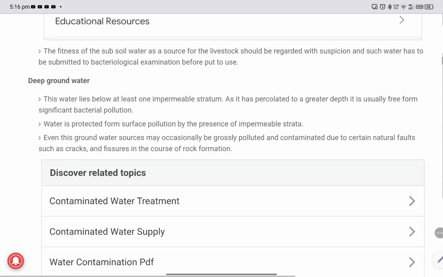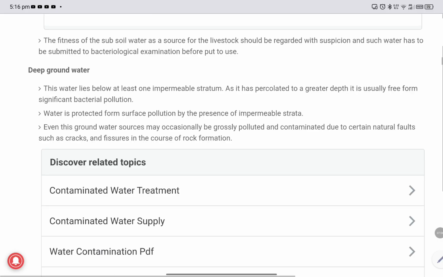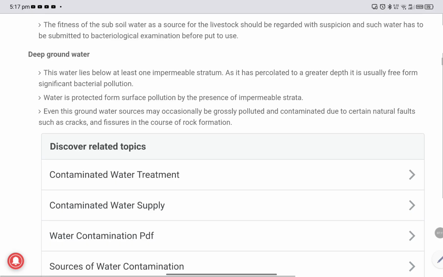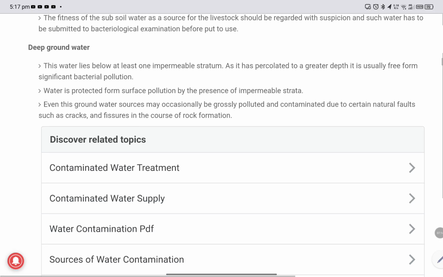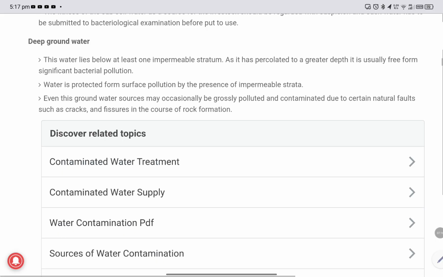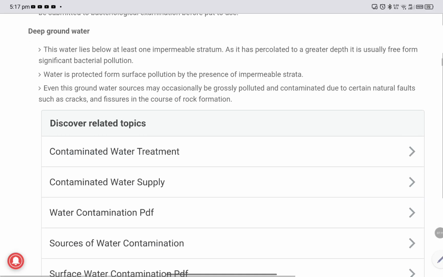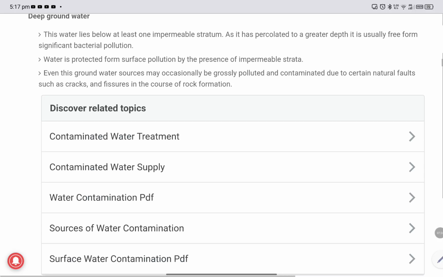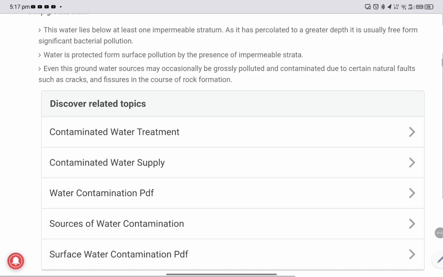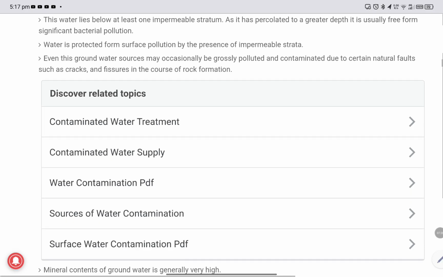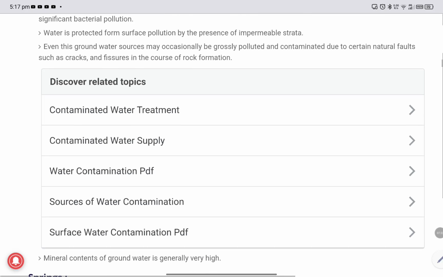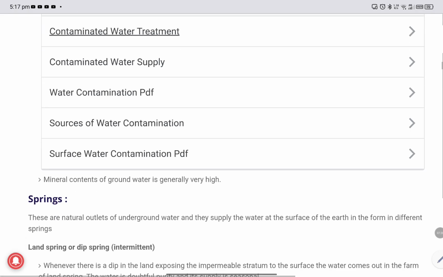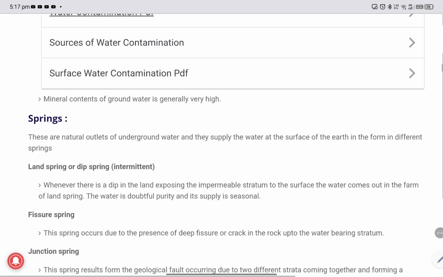Deep groundwater. This water lies below at least one impermeable stratum as it has percolated to a greater depth. It is usually free from significant bacterial pollution. Water is protected from surface pollution by the presence of impermeable strata. Even this groundwater source may occasionally be grossly polluted and contaminated due to certain natural faults such as cracks and fissures in the course of rock formation. Mineral content of groundwater is generally very high.